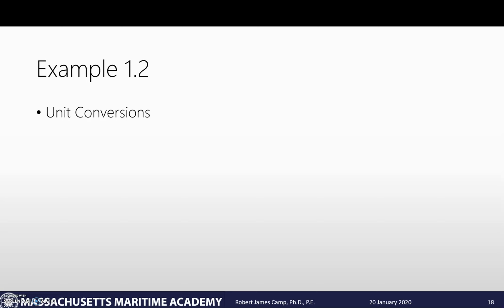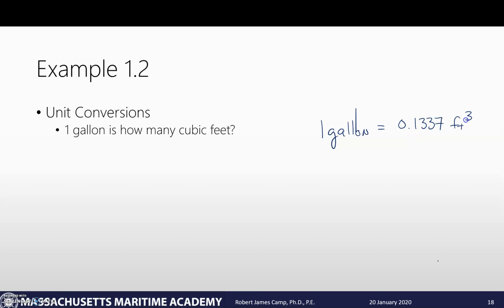Okay, so let's do some unit conversions. So let's start out. 1 gallon is how many cubic feet? So this is where we're probably going to have to look up some conversion factors, but if you go to your NICE engineering manual, you can look up and go, okay, well, 1 gallon is going to be 1337 cubic feet. Okay, that one's pretty easy.